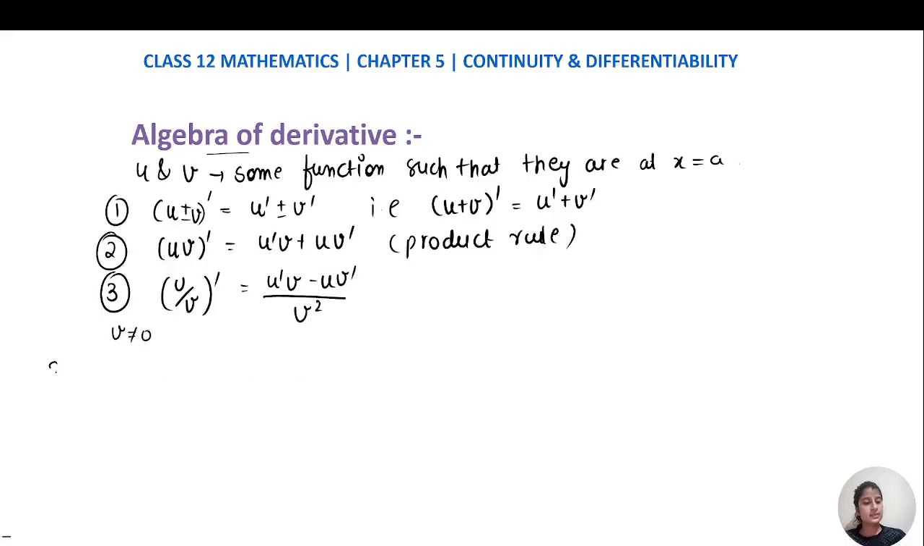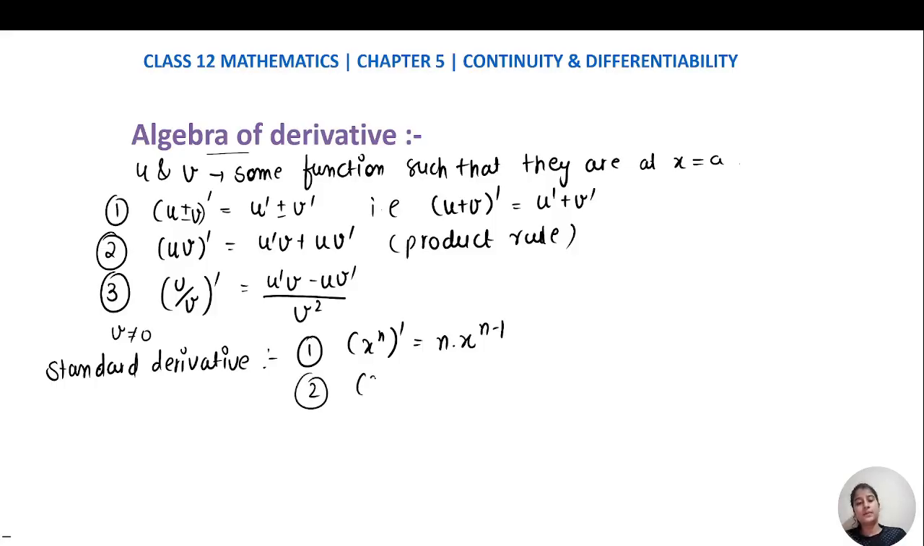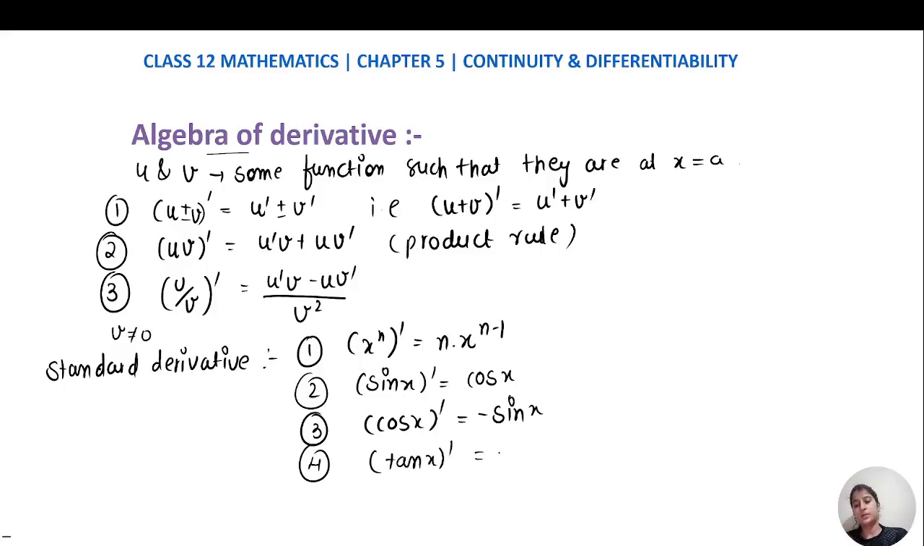Now by using that, we have some standard derivatives which you should know. The first one is the derivative of x raised to n, which is given by n times x raised to n minus 1. The second one is the derivative of sin x. It's a standard derivative, so you should learn these formulas: sin x whole dash is cos x. The third one is cos x whole dash, the derivative of cos x, which is minus sin x. The last one is tan x, which you can easily find from these: the derivative of tan x is sec square x.